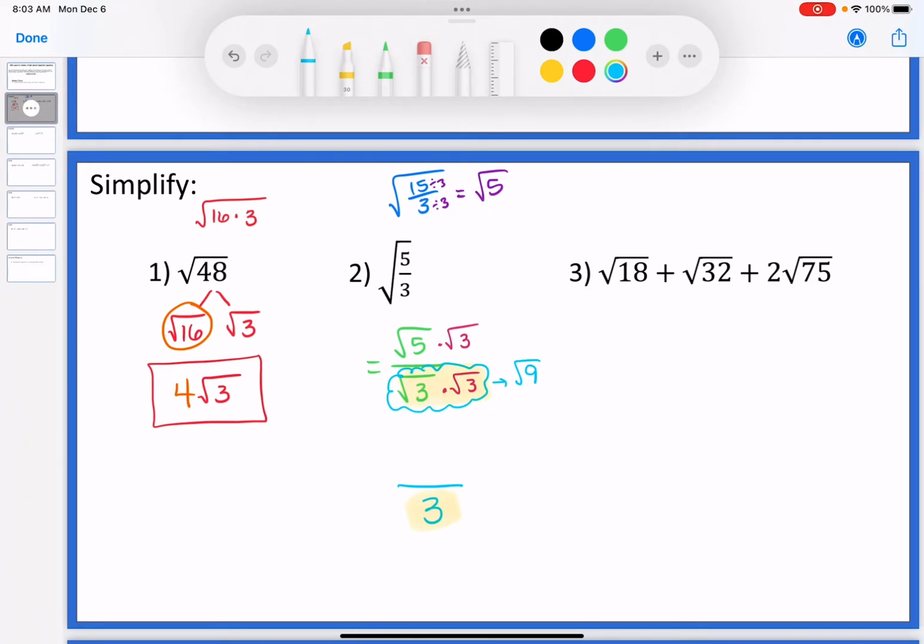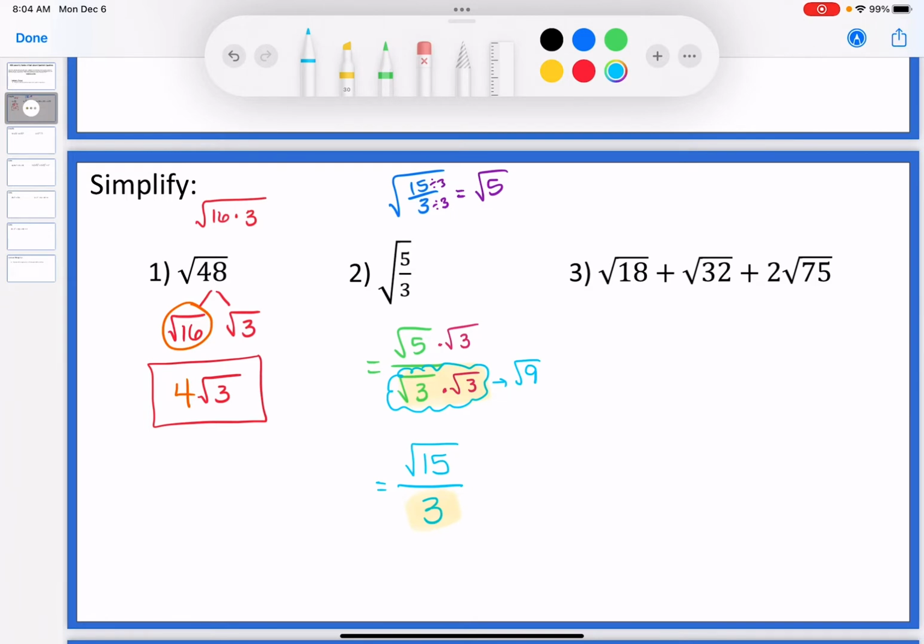Okay, so that's what we need to do if I have a radical in the denominator. I multiply the top and the bottom by that radical. On the top, I have the square root of 5 times the square root of 3. Both of those are inside, so I can multiply them together. 5 times 3 is 15. They were inside, so my answer stays inside. Radical 15 over radical 3.